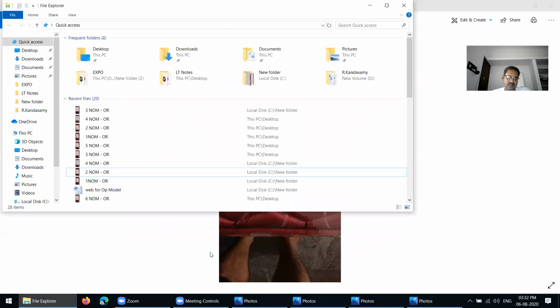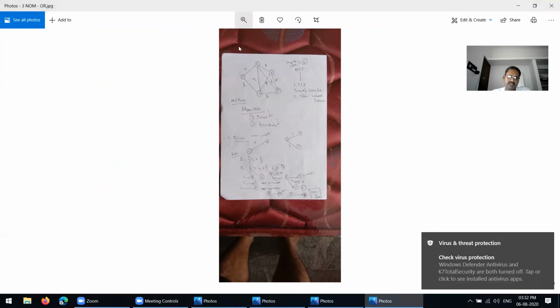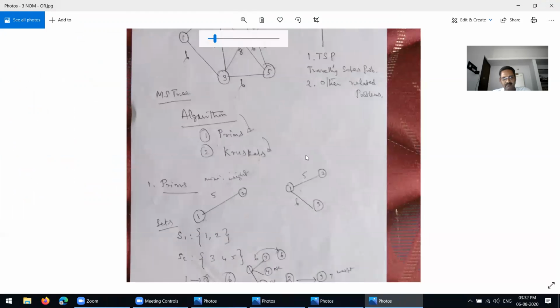Do you understand or not? Do you want me to repeat again? Okay, I will repeat one more time. I think I will explain Prim's rule. Only two rules we have: Prim's algorithm and Kruskal's algorithm.